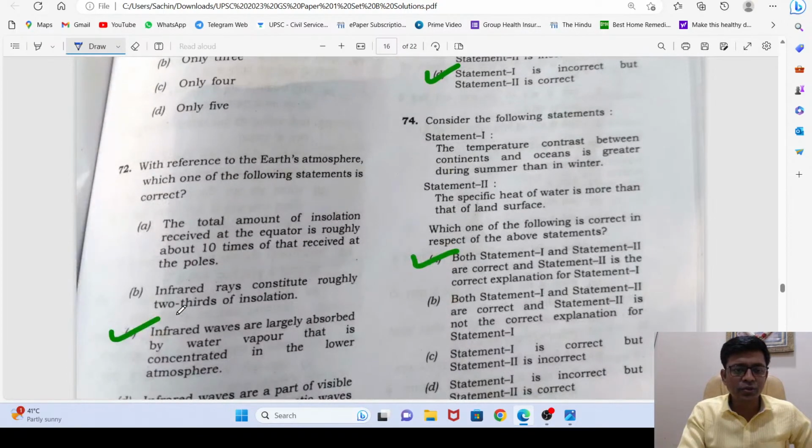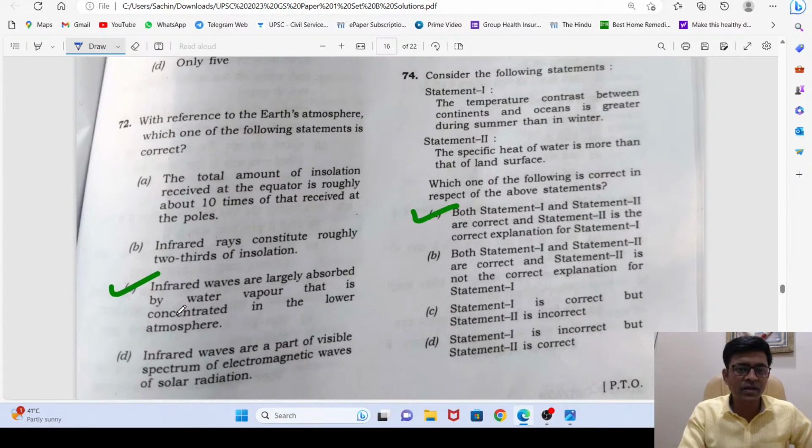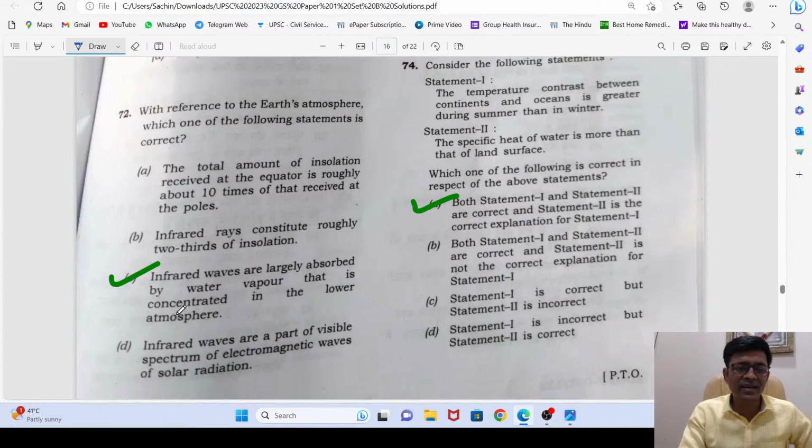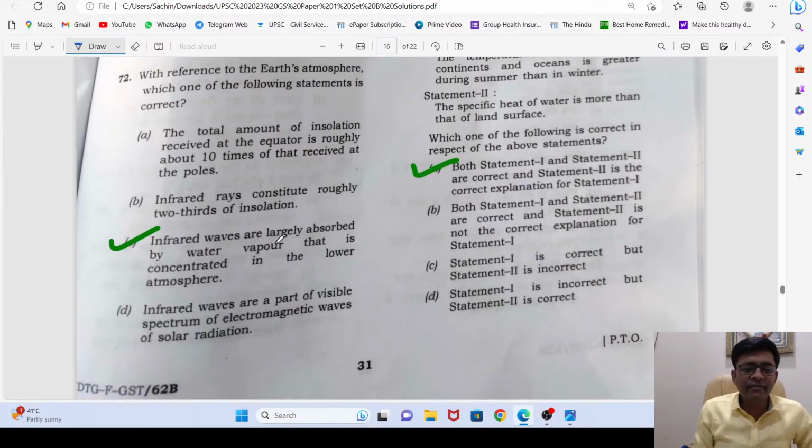Then 72, with reference to Earth's atmosphere, which one of the following statements is correct? Very simple. Infrared waves are largely absorbed by water vapor that is concentrated in the lower atmosphere. Correct. Infrared waves are part of the visible spectrum. No, that is wrong. Infrared rays constitute roughly two-thirds of insolation. That is wrong. Total amount of insolation received at the equator is roughly 10 times that received at the pole. That is wrong. Your answer is C.